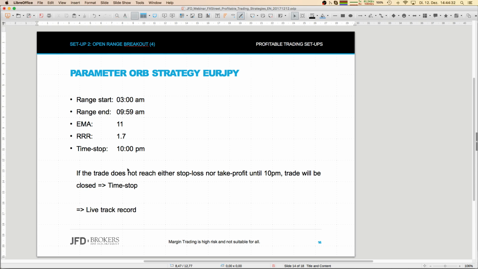So what are the points of action here? At 10 o'clock, calculating the range, placing the two orders, or better to say the one order into the direction of the EMA, and then wait until 10 PM and close the trade. That's all. If the trade is triggered, which in most cases, for most days, it is, we have one trade per day.